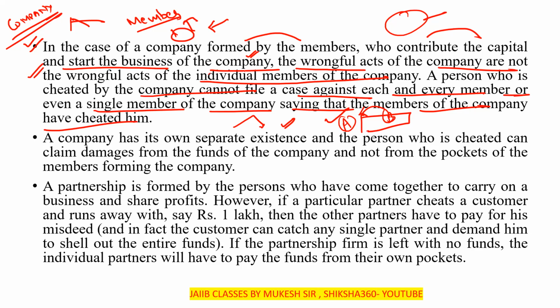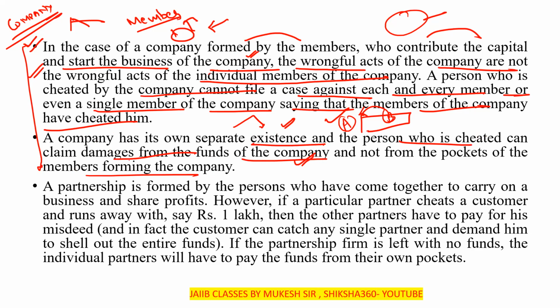So a company has its own separate existence, and the person who is cheated can claim damages from the funds of the company and not from the pockets of the members forming the company. Clear? So this is regarding the company. And what will happen in the case of the partnership firm?